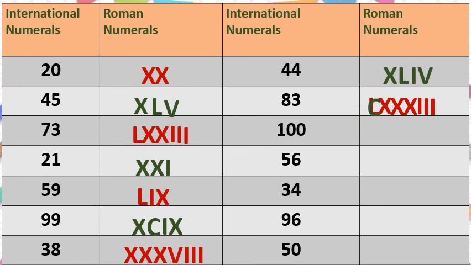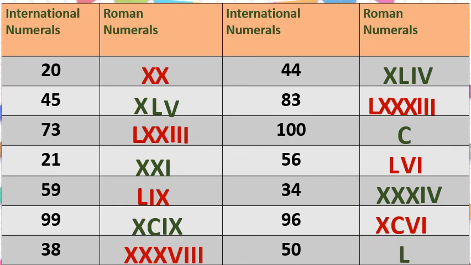Okay, 100. Yes, you know the symbol for 100, that is capital C. Then 56, 50 and 6. 34, 3 times X and 4. 96 means 90. Again, first we will write C, that is 100. Minus 10, it became 90, and here 6 to the right. Then 50, that is nothing but capital L.